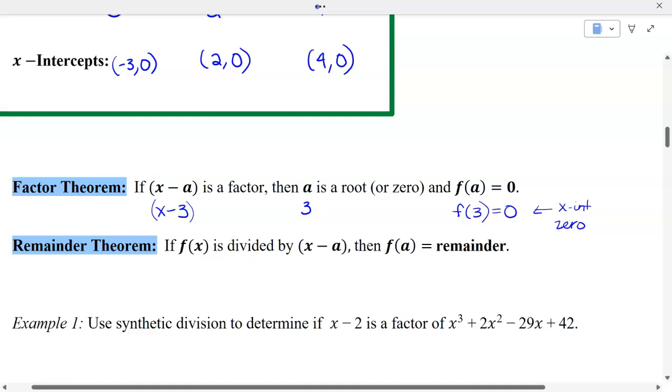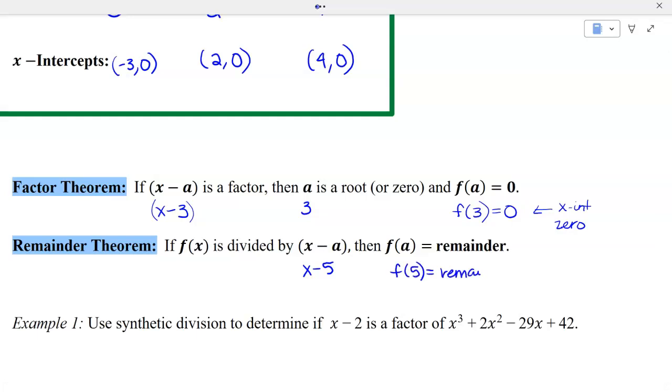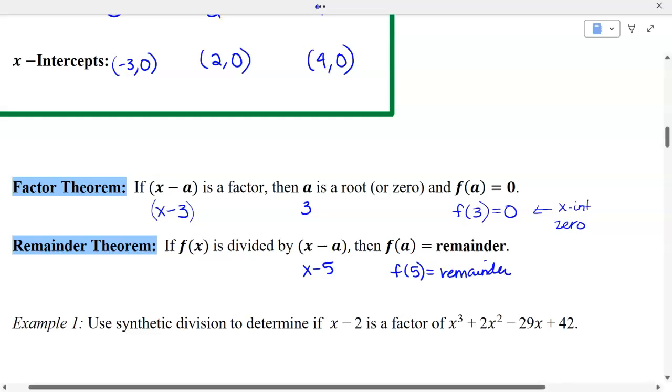Now, the remainder theorem tells us that if you have your function and it's divided by something like x minus a, we'll say x minus 5, then if we plug in that number 5, so f of 5, it's going to give us some number that is the remainder. Remember, if that remainder is not 0, that means your divisor is not actually a factor.